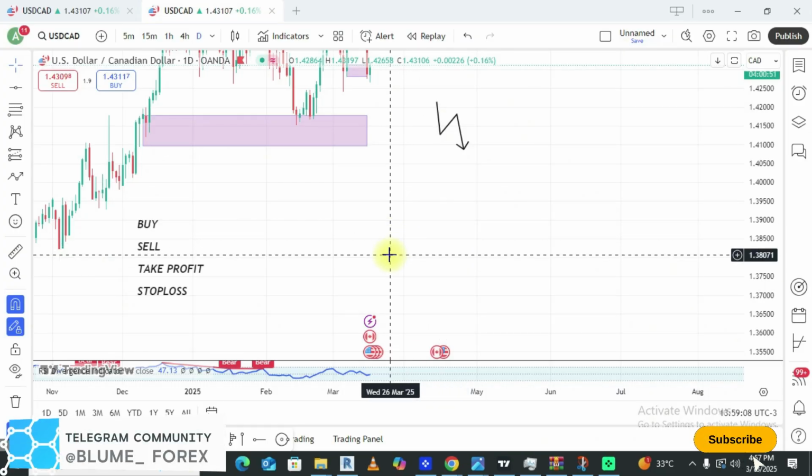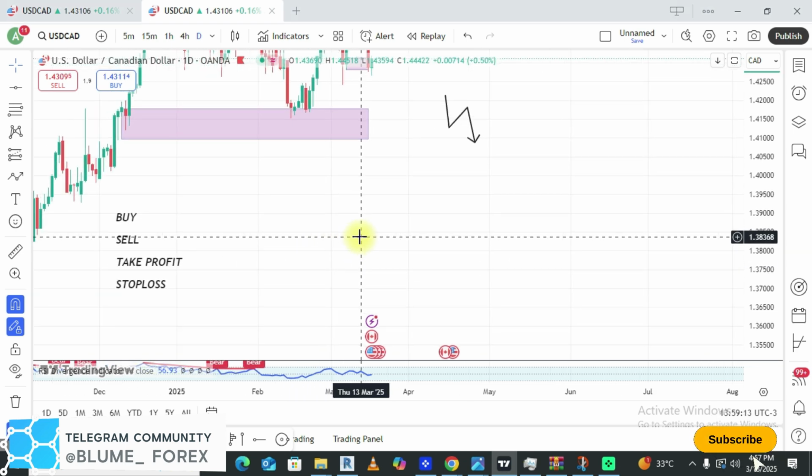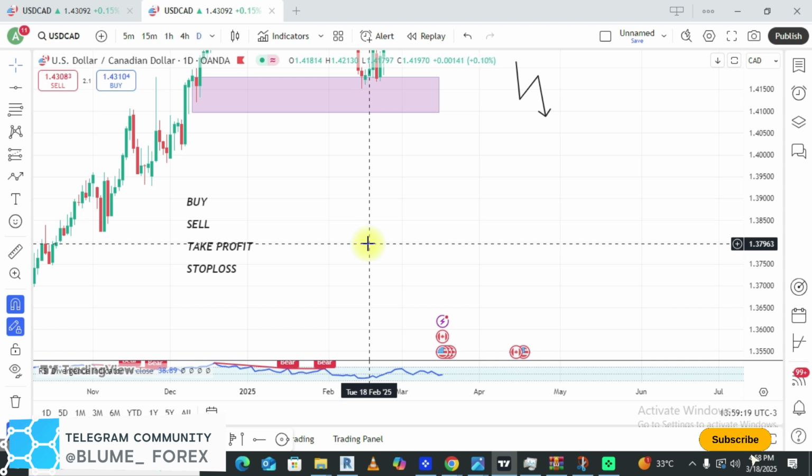Alright, so we'll be talking about some basic Forex terminologies. You need to understand these terminologies before you even start trading. So we have buy, we have sell, we have take profit, and then we have stop loss.